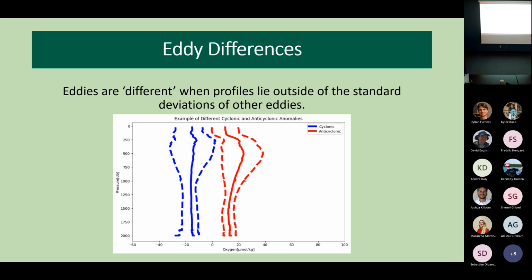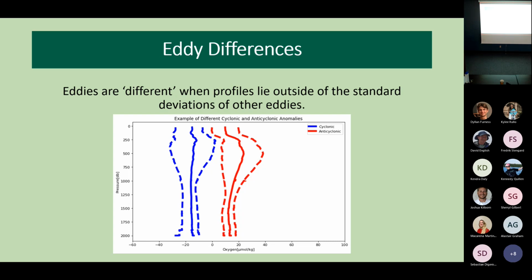In really basic terms, what I'm going to call different is when profiles from one type of eddy lie outside of the standard deviations of another. This plot is not our actual results. It's just an example of what we'd anticipate to see. It reflects that an anticyclonic eddy and a cyclonic eddy have standard deviations, which are the dashed lines, that are outside of range of each other. So they are providing different impacts on the biogeochemical property, in this case, oxygen.